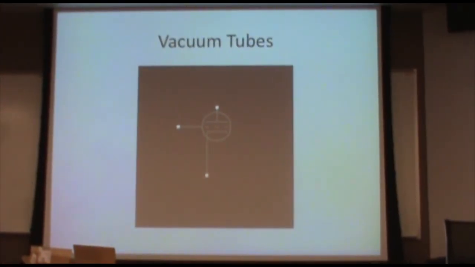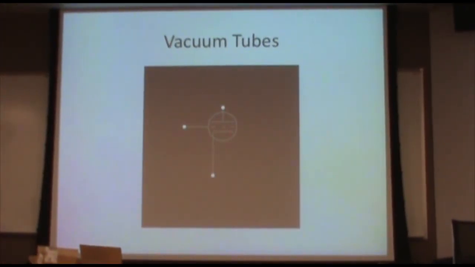Then, obviously, there's vacuum tubes. I can't cover all the stuff dealing with vacuum tubes today, but they actually can be used in place of bipolar transistors in a lot of cases. Although, interestingly enough, they behave more like MOSFETs.